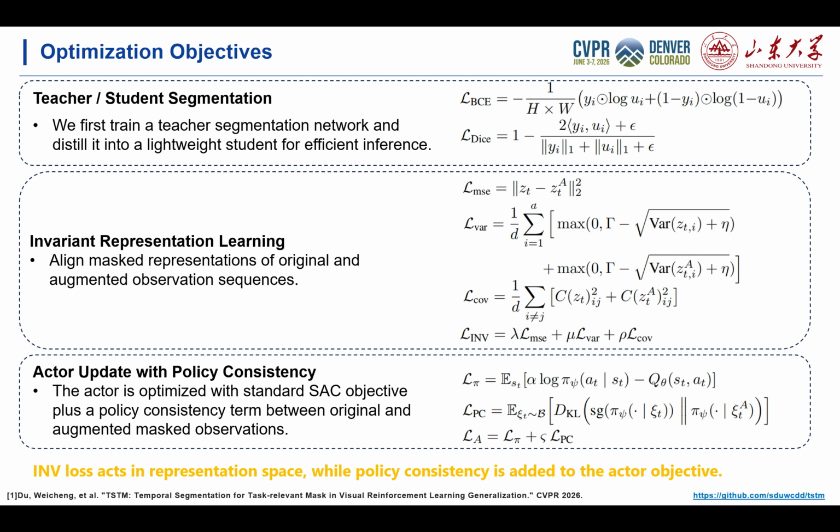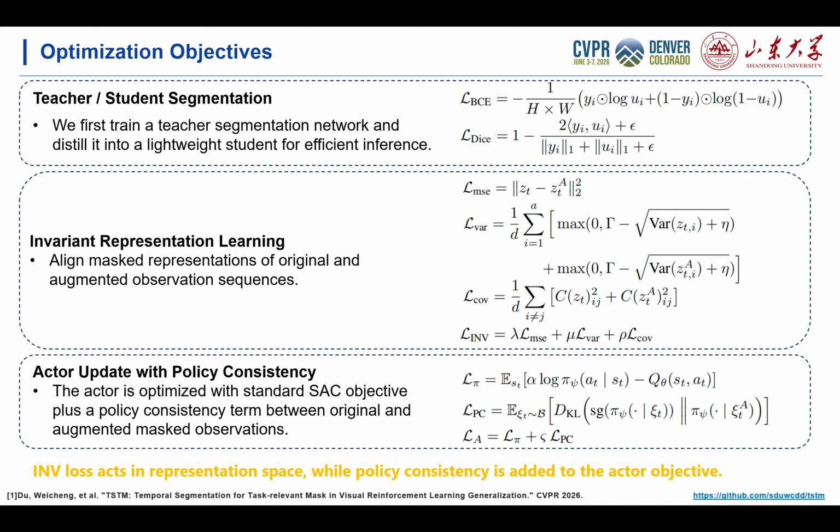Second, for invariant representation learning, we align the masked representations of the original and augmented observation sequences. Here, the invariant loss is applied in representation space. It encourages the model to produce robust and consistent embeddings under visual perturbations.